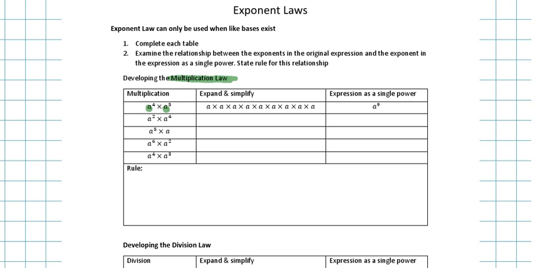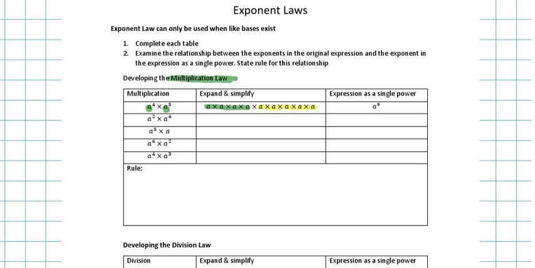Okay? So what happens? If I have a to the power of 4, that means it's a times a times a times a. That's what a to the power of 4 means. Right? Now I'm multiplying by a to the power of 5. So that's another a times a times a times a times a, 5 times. Right? So altogether, how many a's are multiplied together? 9 a's multiplied together, which is a to the power of 9.